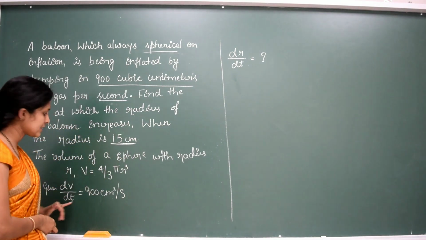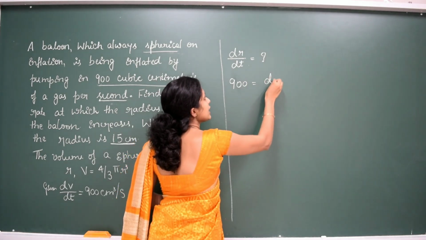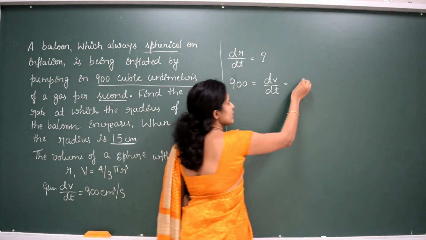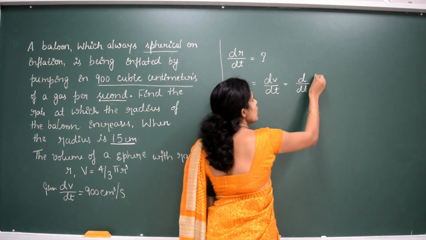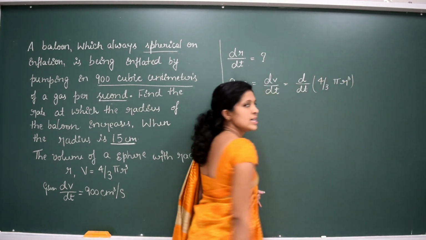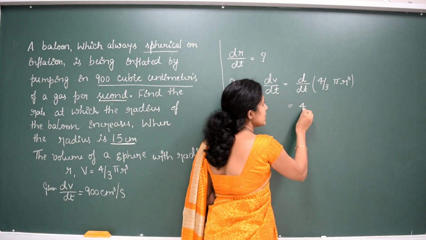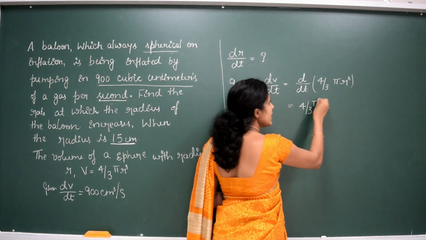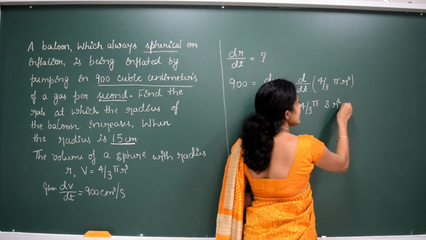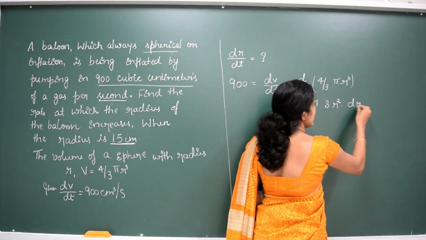Here we have dV by dt is equal to 900. First let us consider that 900 is equal to dV by dt. Okay, now we will substitute the value of V. What is V? d by dt into 4 by 3 pi r cube. Is it clear? Just we substitute the value of V. Now we will differentiate this with respect to t. So this will be now 4 by 3 pi will be a constant. Derivative of r cube will be 3 r square, right? And derivative of r with respect to t will be now dr by dt.